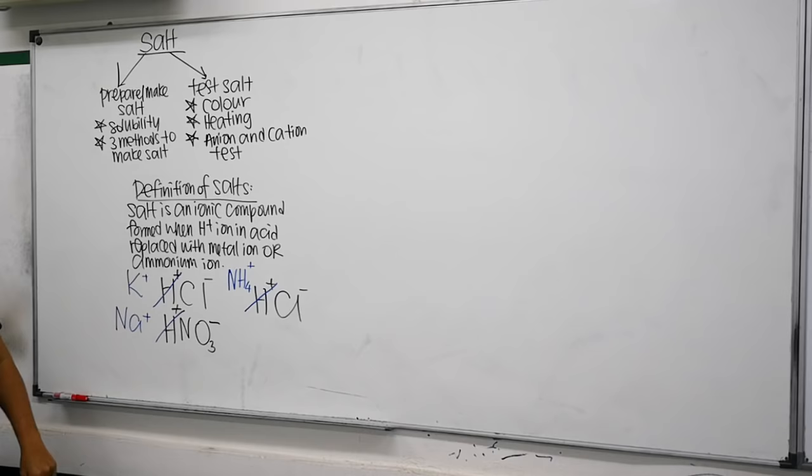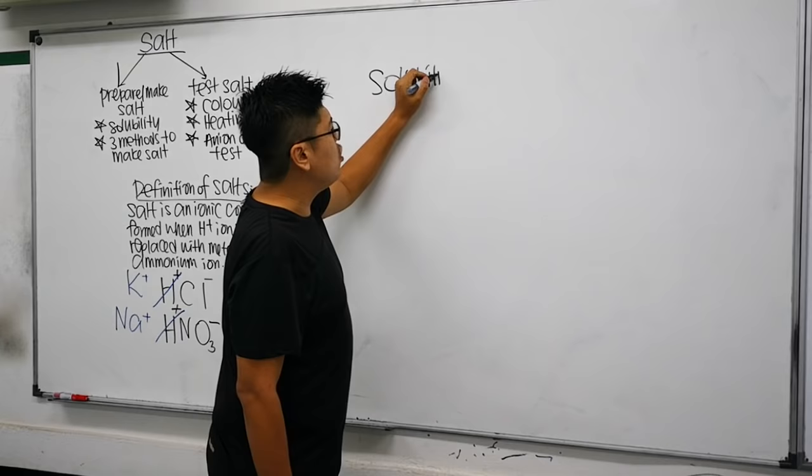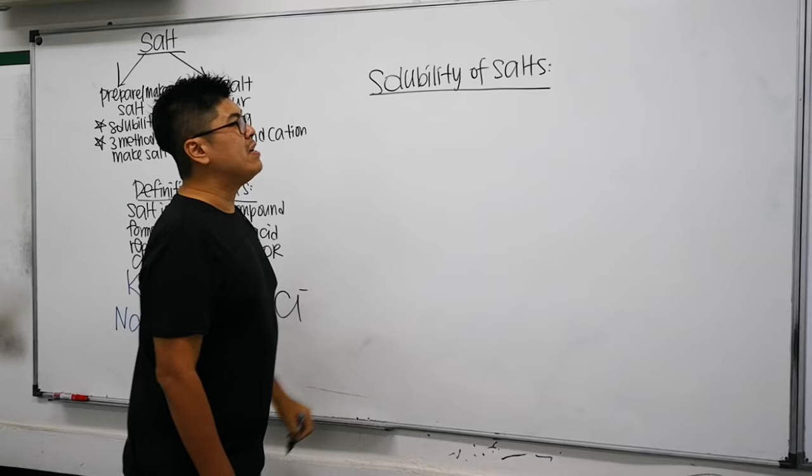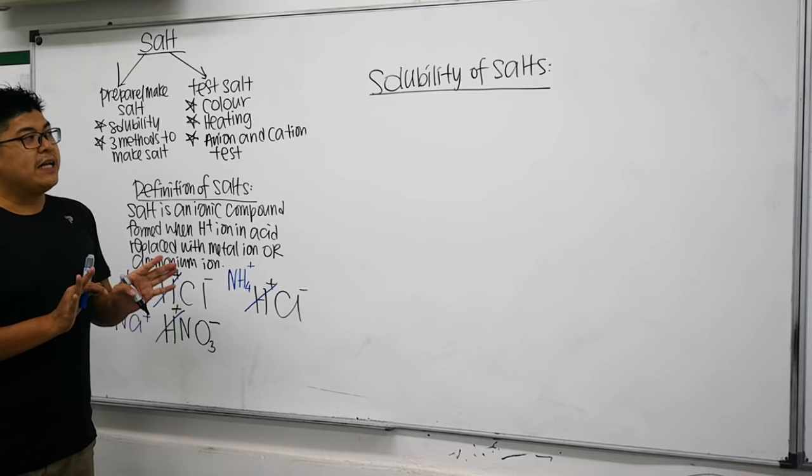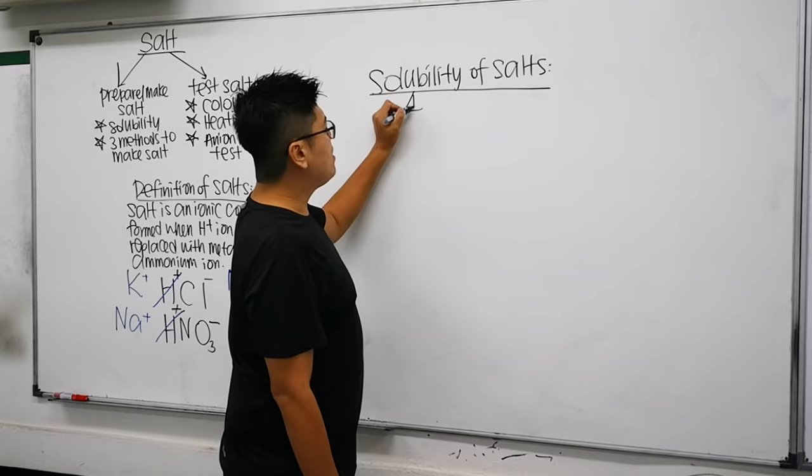One of the objectives at the end of today's lesson is that you all must know the solubility of salts. Solubility of a salt means that you must know whether your salt dissolves in water or not. That's called solubility, okay? So please listen carefully, then we will do a lot of exercises together. There are four simple rules that you need to know if you want to play with solubility of salts.